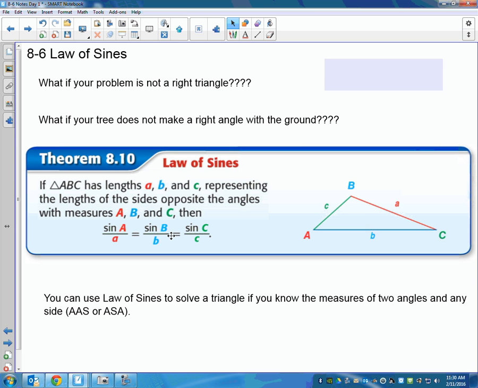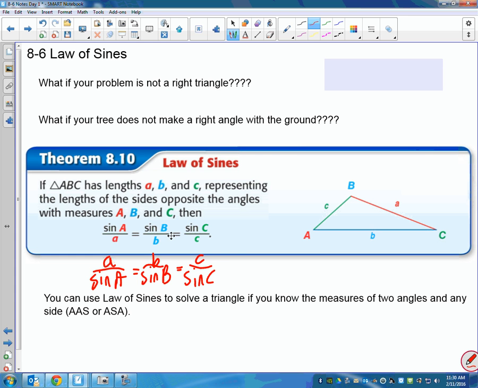And also, you can flip it over, depending on what makes the most sense, which means you can write it like this. Think about the way that we can write proportions. You could also flip it over and say A over the sine of A is equal to B over the sine of B, which is equal to C over the sine of C. Whichever way makes the most sense for you to set up. You can set up a proportion, you can cross multiply, you can get your answer now for non-right triangles.